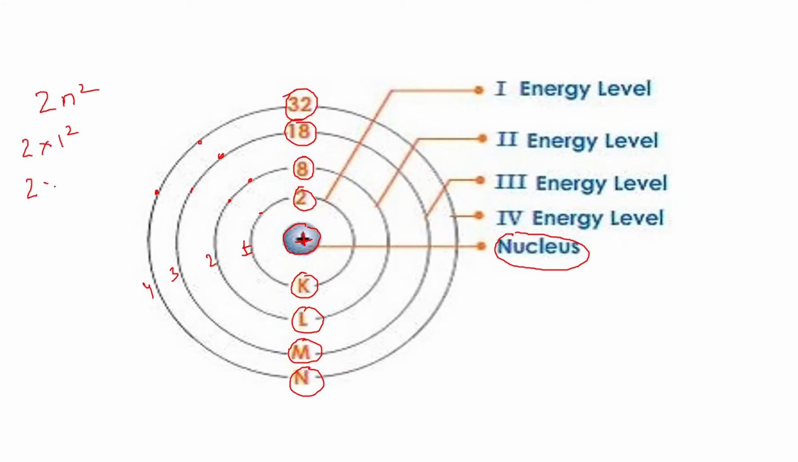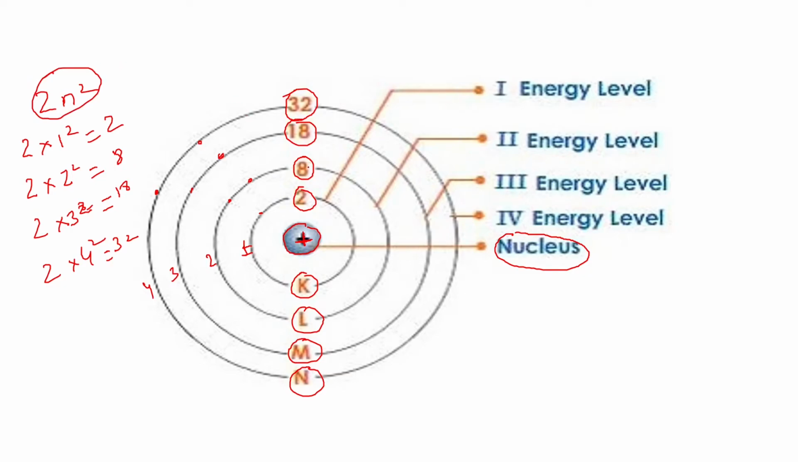If it is the second orbit, it will be 2 into 2 square. If it is the third orbit, it will be 2 into 3 square. If it is the fourth orbit, 2 into 4 square. So here, 2 into 1 square is 2 into 1, which is 2. For the second orbit, 2 square is 4, 4 into 2 is 8. For the third orbit, 3 square is 9, 9 into 2 is 18. For the fourth orbit, 4 square is 16, 16 into 2 is 32. So the maximum number of electrons in a particular orbit is given by the formula 2n square, where n is the positional number of the orbit. This is one thing.